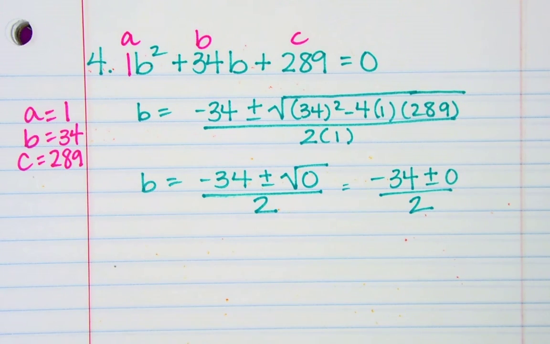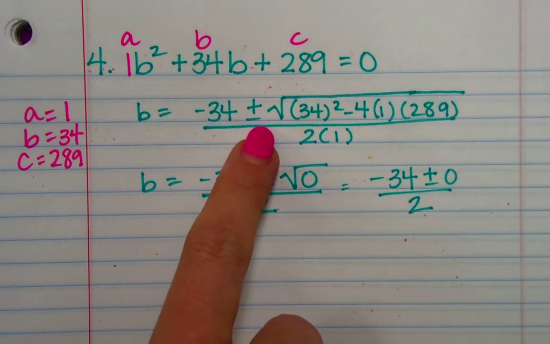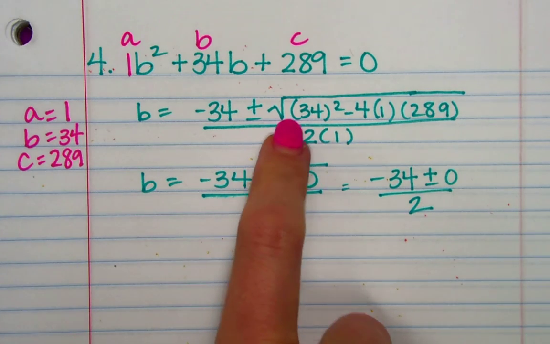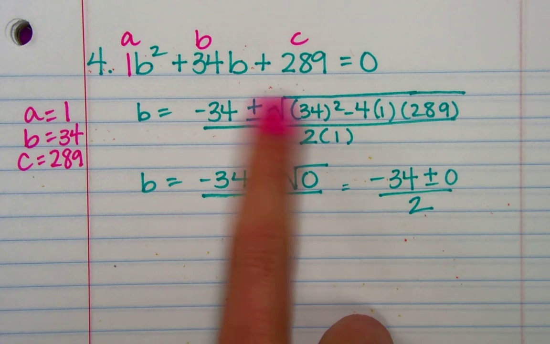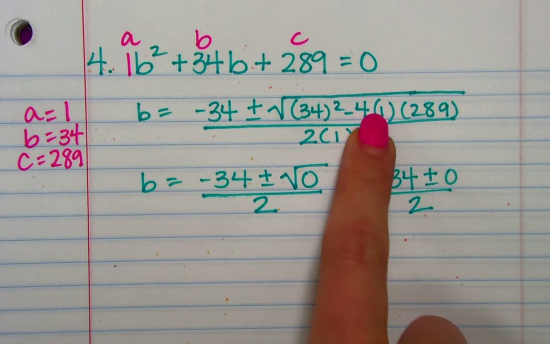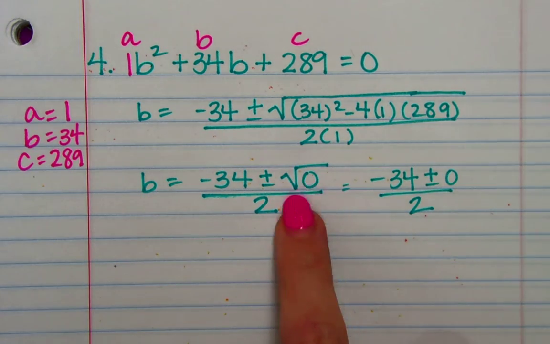Right, it looks like most of the mistakes that I'm seeing are just people still putting it in the right place in the formula, right? The more practice we do, the better you're going to be at it, okay? This needs to be negative b plus or minus the square root of b squared. So the first two numbers are going to be the same number, right? Minus 4 times a is 1, c is 289.